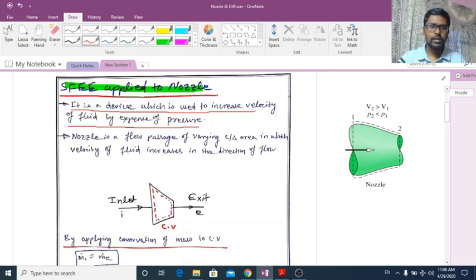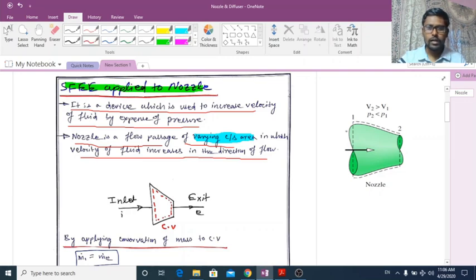Or another definition, we can say that nozzle is a flow passage of varying cross-sectional area in which velocity of fluid increases in the direction of flow. That means nozzle is a device whose cross-sectional area will vary, and in the direction of flow, the velocity of fluid will increase. And one thing I want to highlight here is the term varying cross-sectional area. We'll see what that varying cross-sectional area is at the end of this lecture.